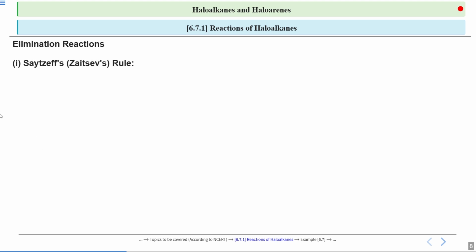In the elimination reaction, let's first of all talk about Saytzeff's rule. Both spellings are similar, or the same. Okay, what does this rule say? This rule says that when the elimination reaction happens, the more stable alkene is formed as the major product. So after the elimination reaction, the more stable alkene you get is your major product. This is what Saytzeff's rule is saying.